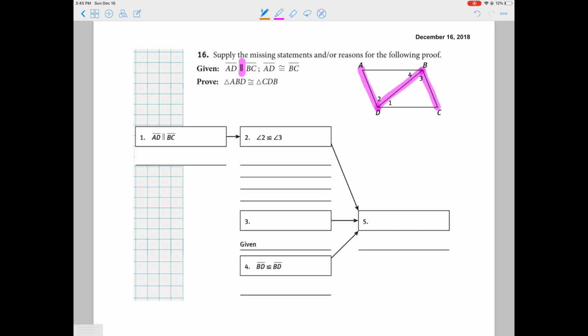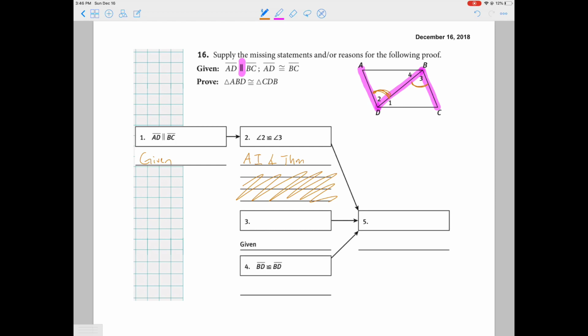So we need to form that Z by coloring in the transversal as well. And now we know that we were given that the lines were parallel. If we look at the corners of the Z, they say that angle 2 and angle 3 are congruent. So that's exactly what we have written out. And I don't know why they give us this many lines, because we can just say AI for alternate interior angle theorem. We do not need all these lines. So that means these two angles are congruent.